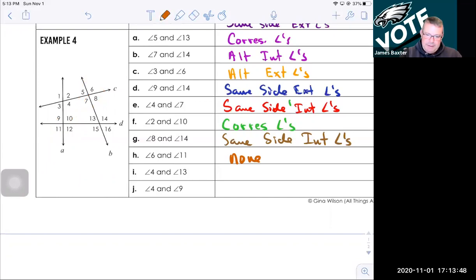4 and 13. So here is 4, here is 13. Same deal here. Look at this grouping of angles and this grouping of angles. There's no one line that goes through and creates those, that is a transversal for those angles. That would have to come through like that somehow. So again, this one should be none.